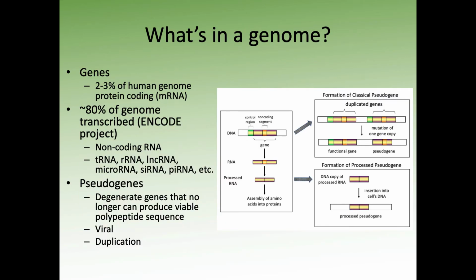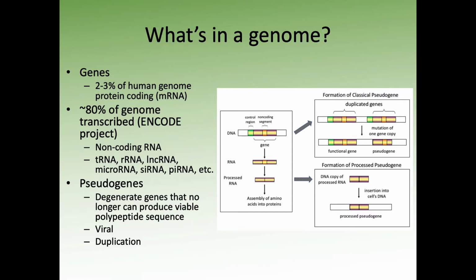So if we think of what's in a genome, what are the components? Well, if we think about just the human genome, there's only about 2 to 3% of the human genome which is coding for proteins. And we generally think of proteins as the things that are doing all this stuff. They're actually the ones that are doing the majority of the actions that we would think of.